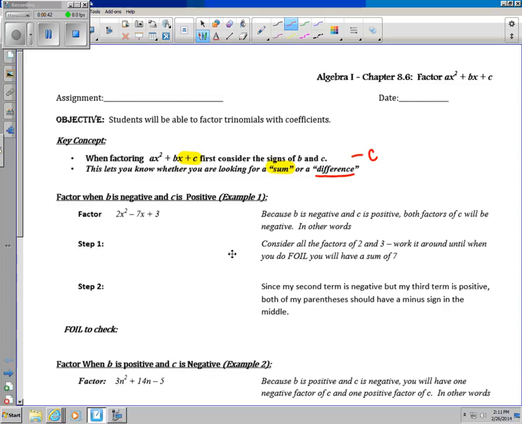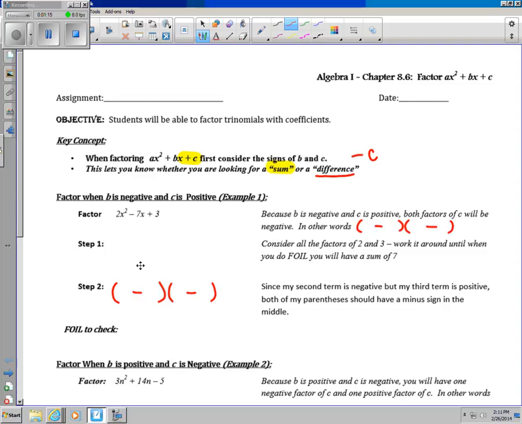Okay? So looking at example 1, we have 2x squared minus 7x plus 3. Since our c term is positive, we're going to be looking for a sum. And since our b term is negative, we are going to end up having parentheses with minus signs in both of them. Okay? So the first thing we're going to do is consider all the factors of 2 and 3. In other words, over here means this exact thing. We're going to have parentheses with minus signs in them.